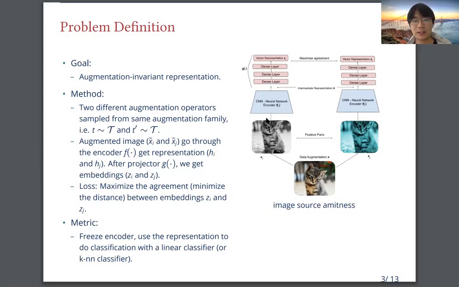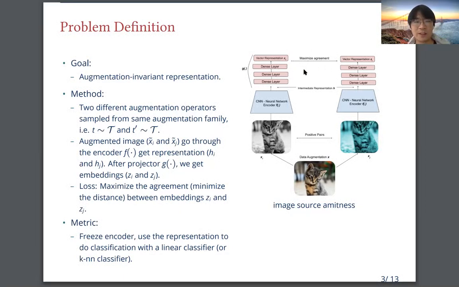After this, we input these two images into the encoder F. Usually it's ResNet or something else. And after this, we can get the representation. We call it representation H_i and H_j. After that, we further input those two representations into a projector G, and then we can get the embeddings Z_i and Z_j, like here.